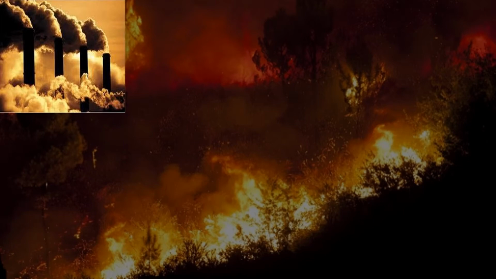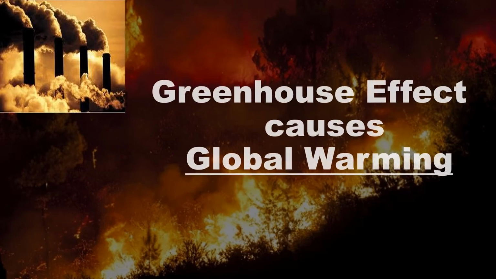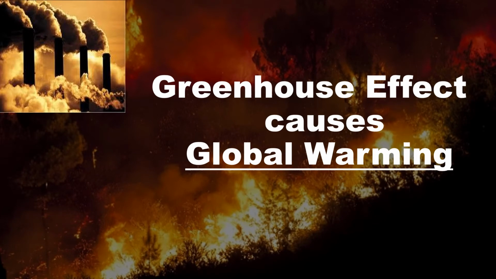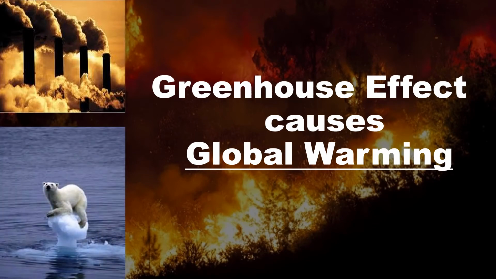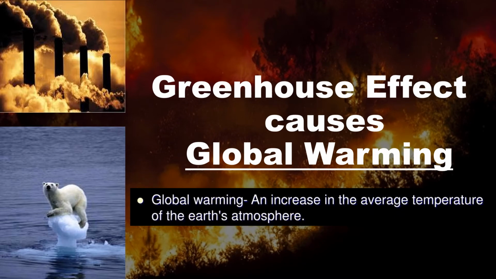Now you can see in a picture what is going on. The forests are on fire, factories are releasing smoke. So it means that greenhouse effect is causing global warming. And we have already discussed that global warming is affecting our life, other organisms also, including human beings and animals. So what is global warming? Global warming is the increase in the average temperature of Earth's atmosphere, including land and oceans.